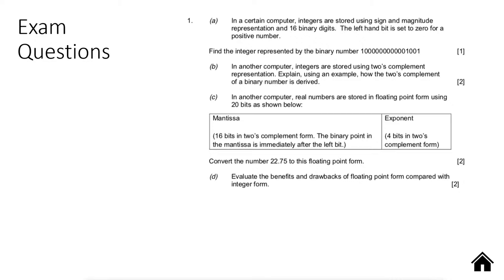2, 4, 6, 7 marks. So, I'm going to jump straight into this question. In a certain computer, integers are stored using sign and magnitude. Sign and magnitude is plus or minus in the most significant bit, representation in 16-bit binary digits. The left-hand bit is set to 0 for a positive number. Well, that's not 0, that most significant bit. That's a 1, which means this is a negative number. 1, 2, 4... 8, that is negative 9.